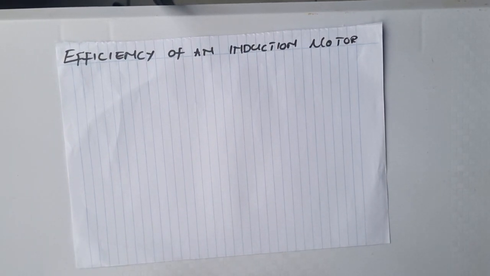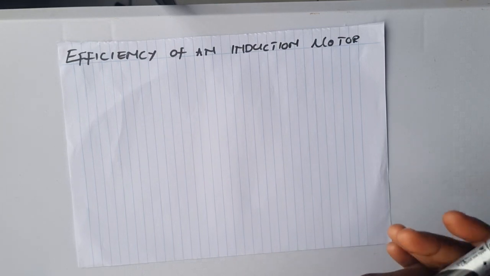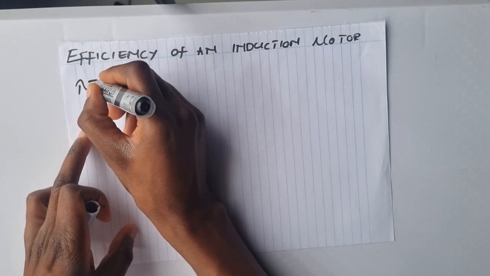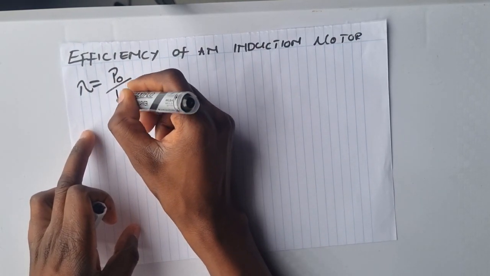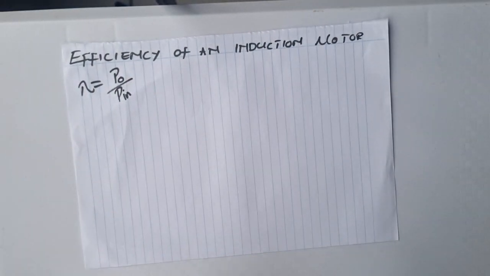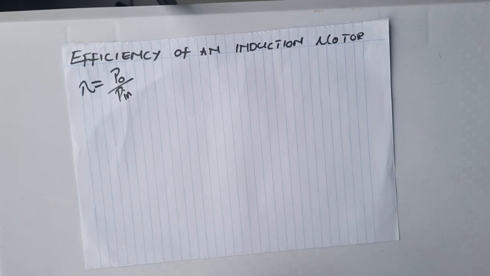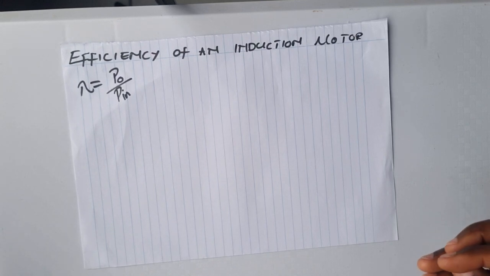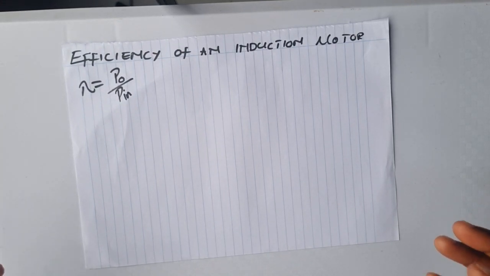Today we're going to talk about the efficiency of an induction motor. So we know that efficiency is the ratio of the output power over the input power. So what we are going to be doing now is checking what's happening between the input and the output. So we are going to check the power flow from input to the output of the induction motor.